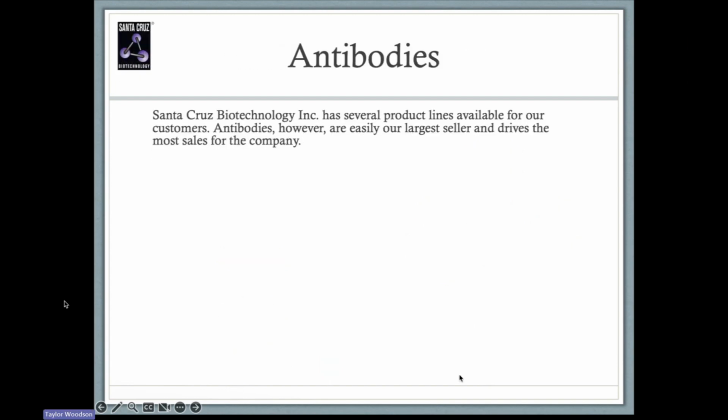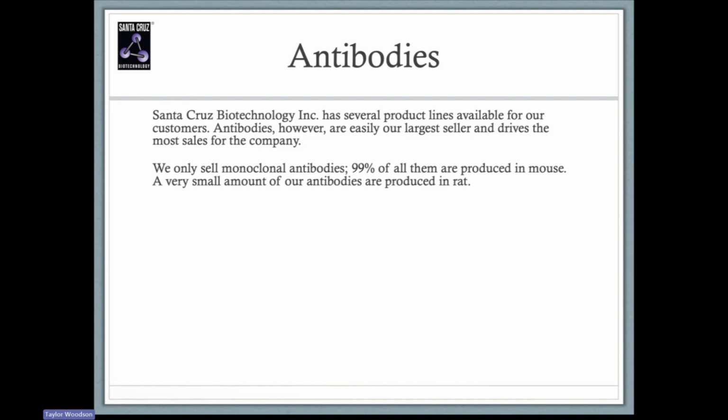Now, Santa Cruz, just a little bit about our product line. We have several different product lines, from gene modification products to chemicals, right? But antibodies are easily the biggest seller, and they drive the most sales for the company for sure. Now, we only sell monoclonal antibodies. 99% of them are produced in mouse, and there's a very small select few that are produced in rat.